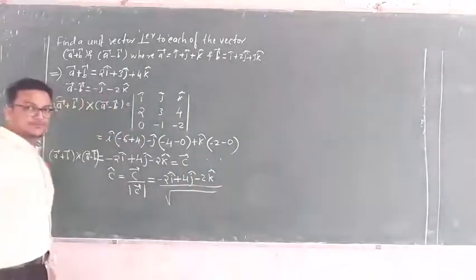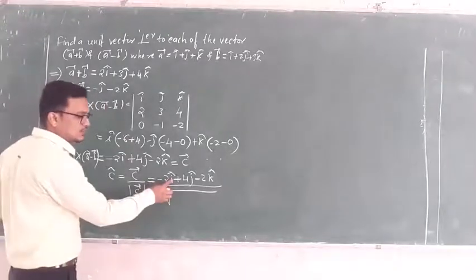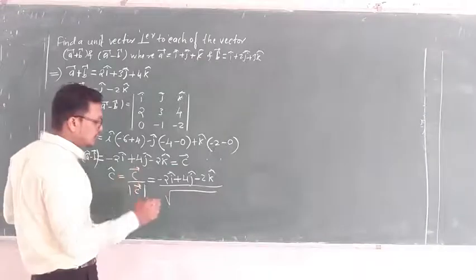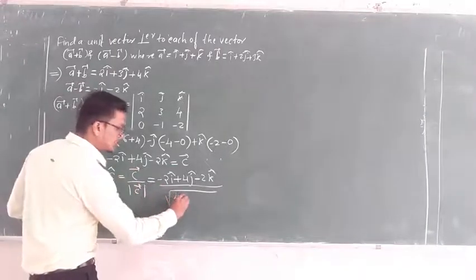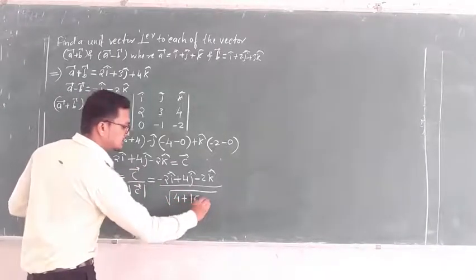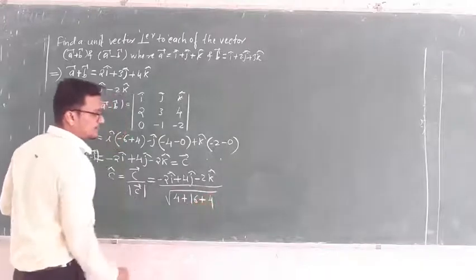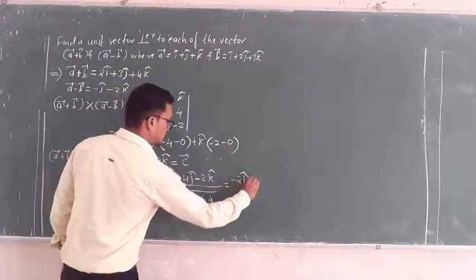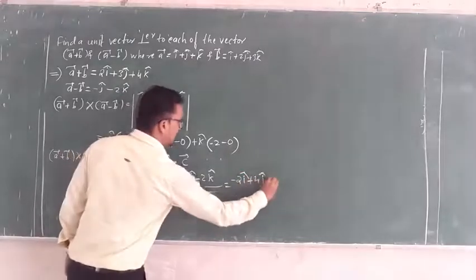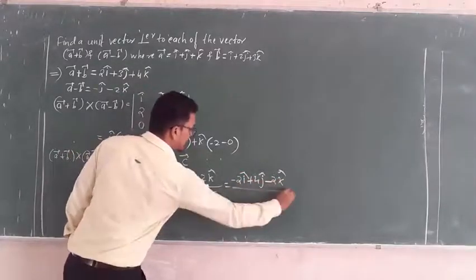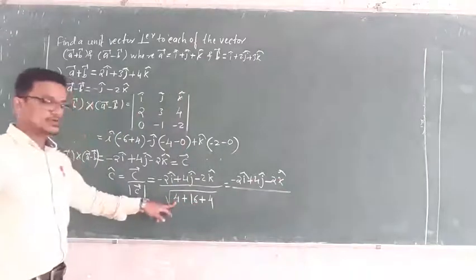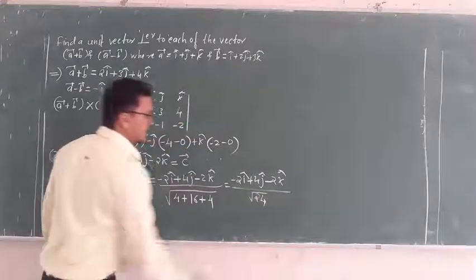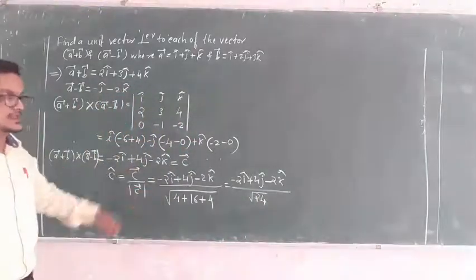The magnitude is the root of the coefficient of i squared plus the coefficient of j squared plus the coefficient of k squared. I think you know that. Minus 2 squared is 4. 4 squared is 16. Again minus 2 squared is 4. So the answer is minus 2i plus 4j minus 2k divided by root of 16 plus 4, 20, 20 plus 4, 24. Okay, this is the answer.